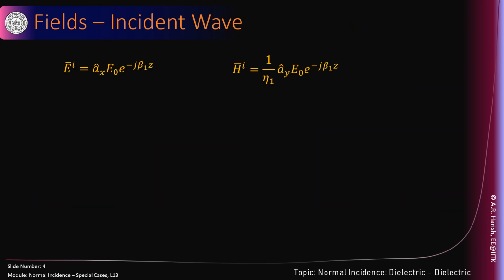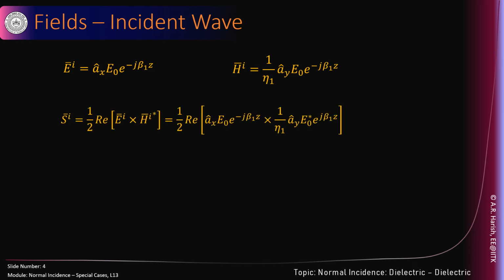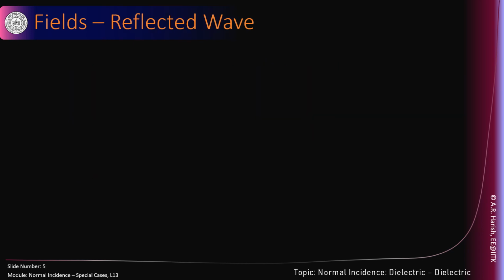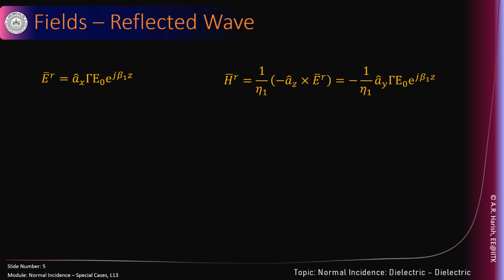What is interesting are the fields. If I can evaluate EI and HI, we know these two. SI is the power associated with the incident wave. We had done this before: 1 by 2 eta 1, AZ cap, E naught square, propagating in the Z direction. How about the reflected wave? We had done that before, but in the previous situation we had chosen gamma as minus 1. This time we will not choose it as minus 1, we will keep it as gamma itself.